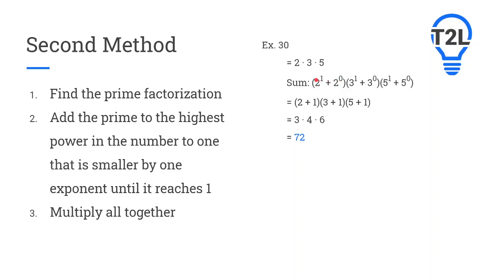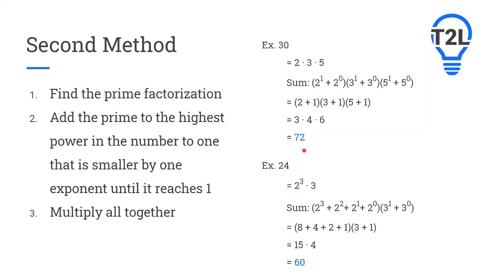Once you set up all the descending powers in order, you just add them. So 2 to the first power is 2, and 2 to the 0, anything to the 0 power, is 1. So 2 plus 1 is 3, 3 plus 1 is 4, and 5 plus 1 is 6. Then you multiply these numbers out and you get 72.